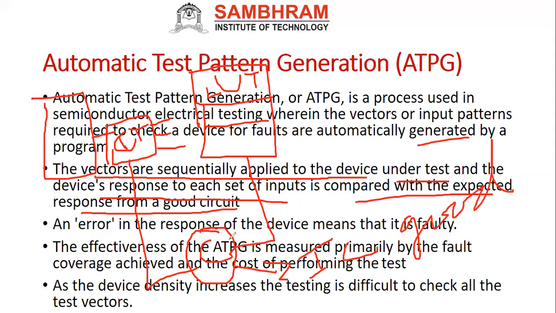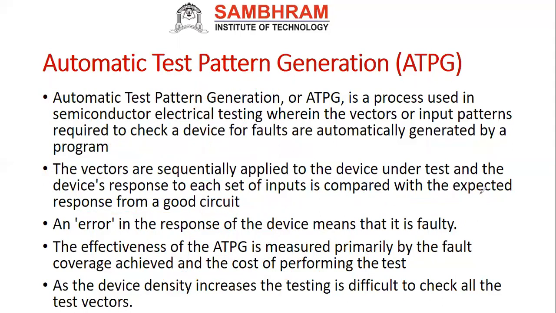Okay, if the comparator fails, it's not equal, then the IC has some problem. Simple. So that is what they said here. Now here you can compare the expected response from the good circuit. So an error in the response of the device means that it is faulty, if there is an error in the response.